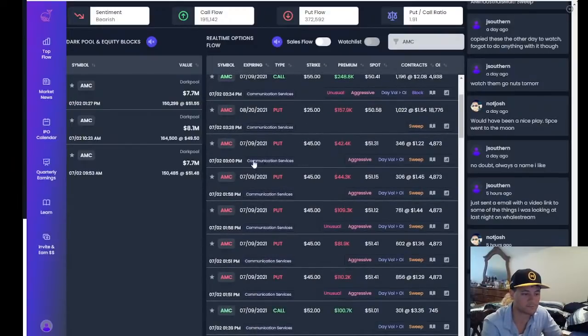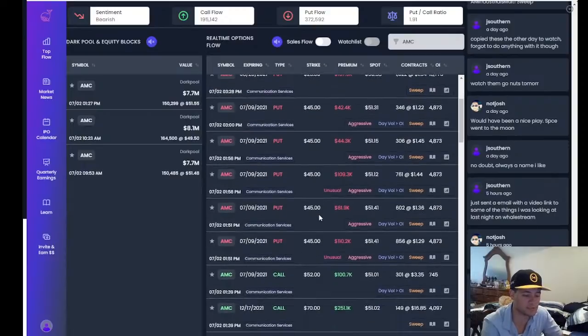And in these puts, at 3 o'clock, 2 o'clock, 2 o'clock, we have a sweep going on here. People buying 1, 2, 3, 4 sets of puts, about 2,400 puts in about 7 minutes at the $45 strike. So somebody out there thinks that AMC is going to drop below $45 by the end of next week, and they spent about $320,000 in order to gamble on that. It could potentially be somebody hedging against a long position too. We don't know.